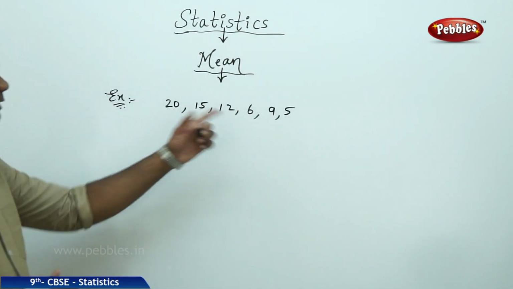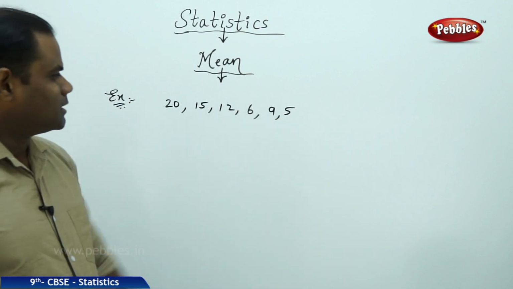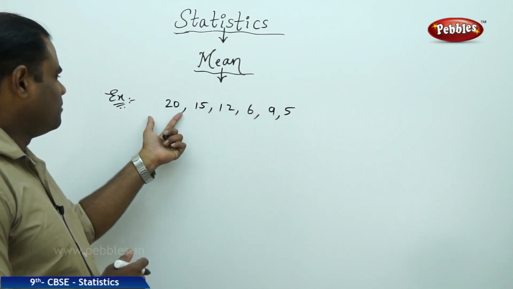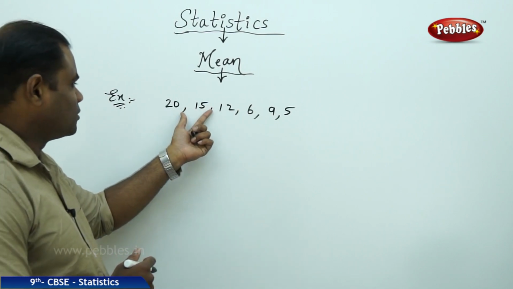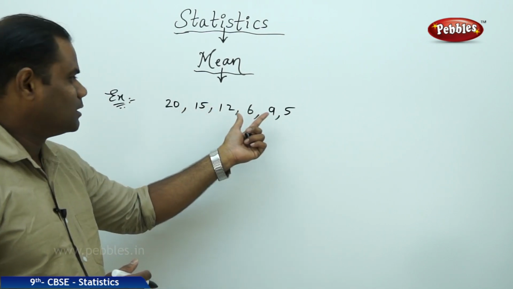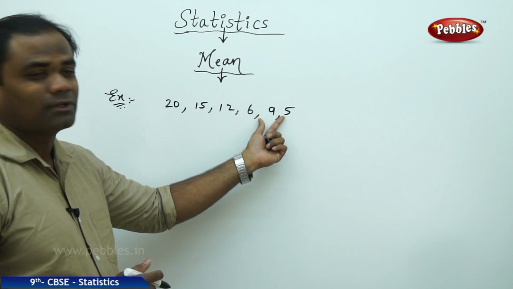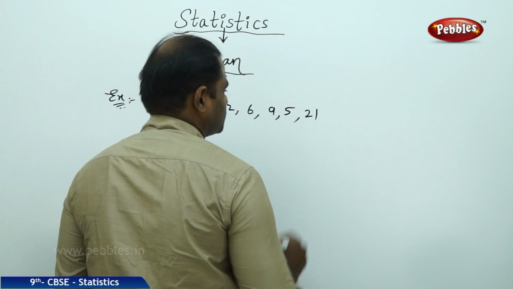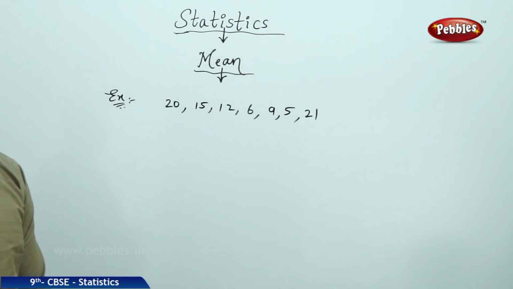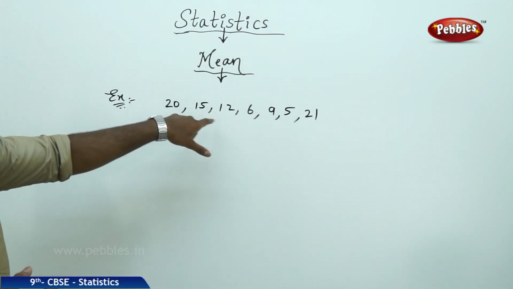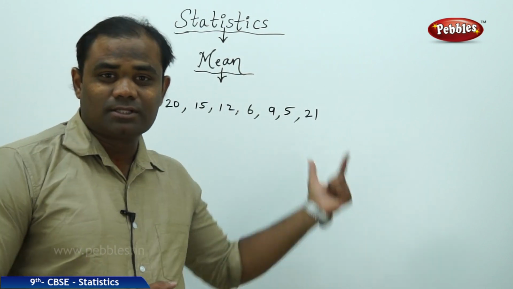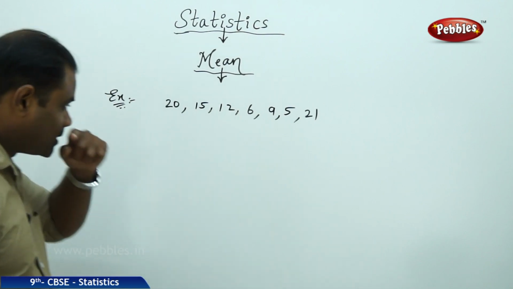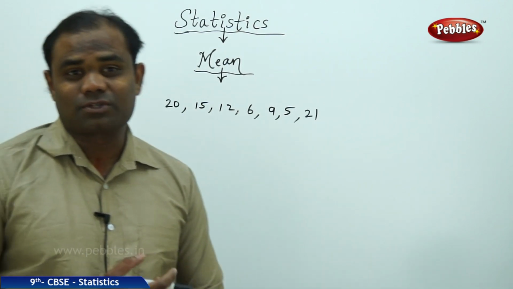So like this, if I have a 6 over match in which in the first over I made 20, in the second over 15, in the third over 12, fourth over 6, fifth over 9, and sixth over 5, and say in the last over there were 21 runs made. So in this 7 over match with the score of each over, this is the data given. In this situation, let's see how we can find the mean score.